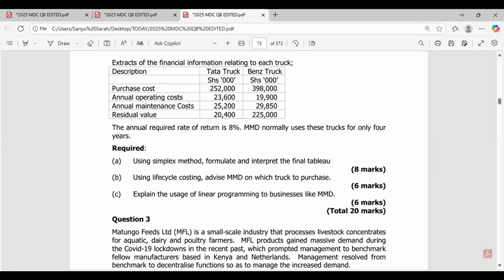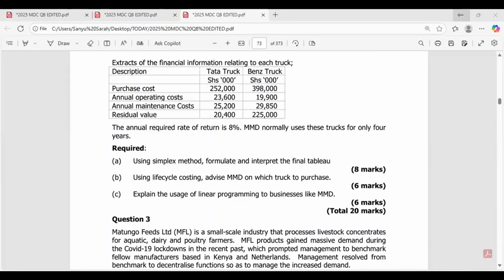Required, I'm interested in part B: using life cycle costing, advise MMD on which truck to purchase. So that's what they want, using life cycle costing. Life cycle costing, like I told you, involves computing the total life cycle costs of a product from the initial up to the final stage. What are the total costs? So we need to track the life cycle costs.